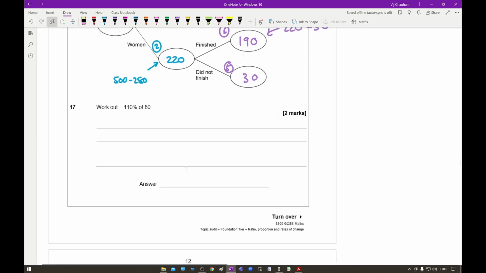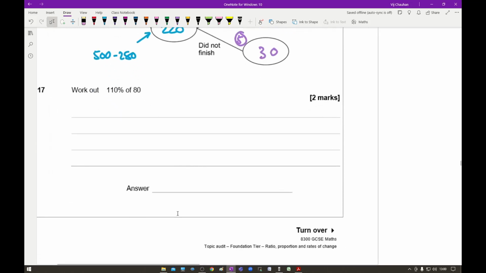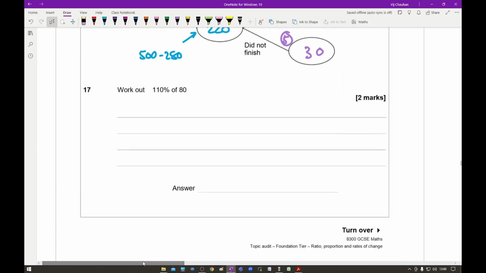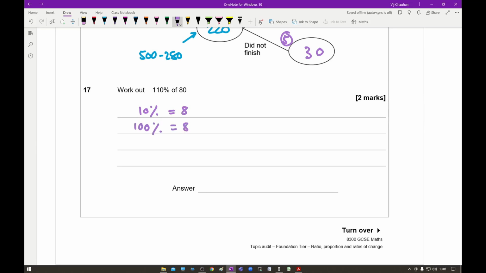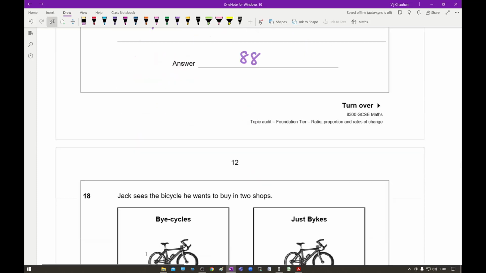Then moving into question 17, let me just zoom in so you can see it a little bit clearer on the screen. It says work out 110% of 80. Now again, loads of different ways in which you can do this. You can use decimal multipliers, you can use percentage scales. So here we can see that if 10% is going to equal 8, then 100% is going to equal 80. And then I just add those numbers up. So that's going to give me 110% equals 88. And so the answer there is 88.